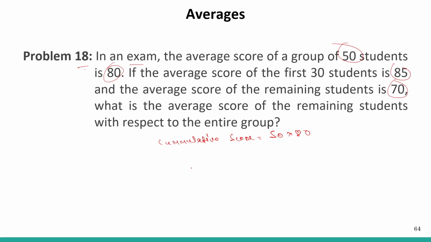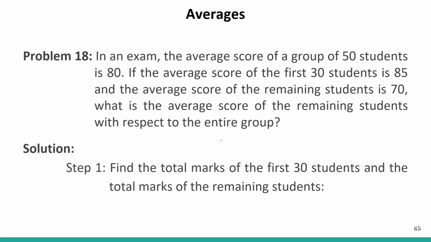So we can calculate the cumulative score of the first 30 students, which is 85 into 30, right? And for the remaining students, the average was 70. So how many were remaining? The cumulative score for the remaining 20 students is equal to 70 into 20, right? So what is the average score of the remaining students with respect to the entire group?